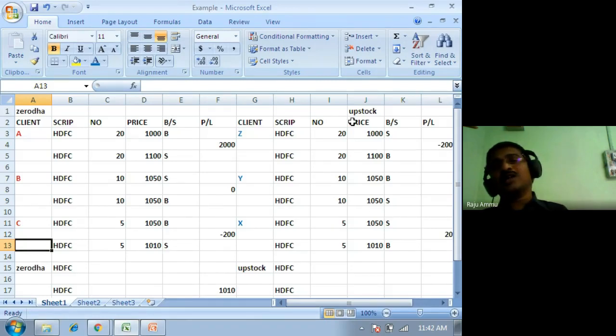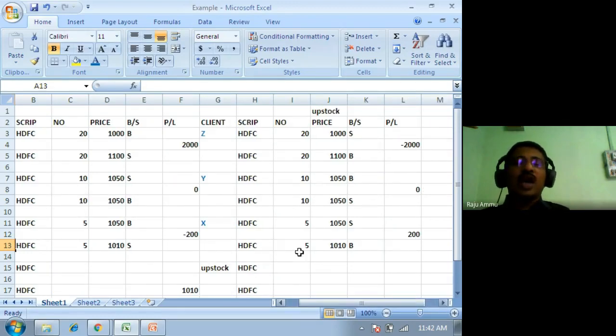Similarly, Upstox, as it is a trading cum clearing member, also may enter into different positions of HDFC, and they may sell the same. Did you understand all this, friends? Now let me tell you one thing.